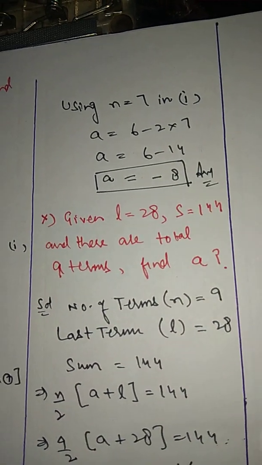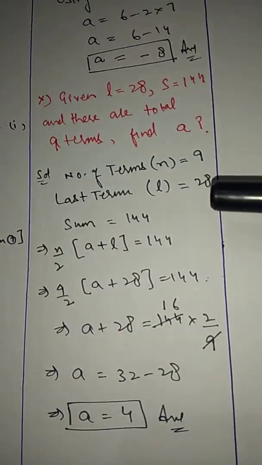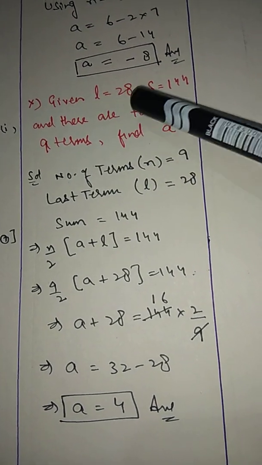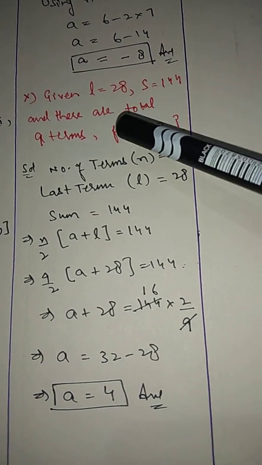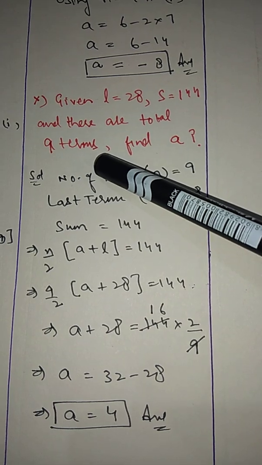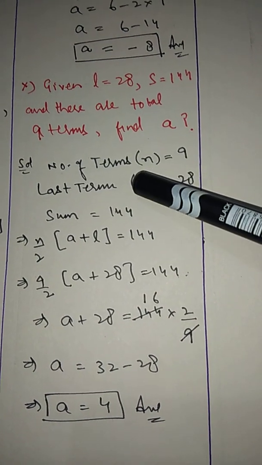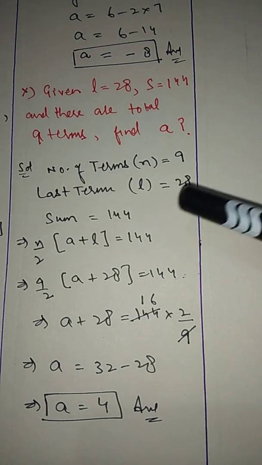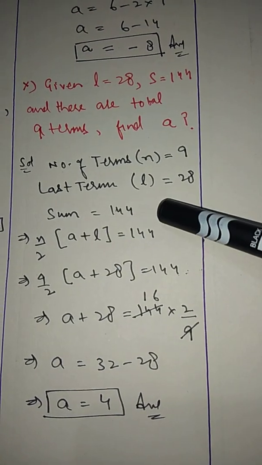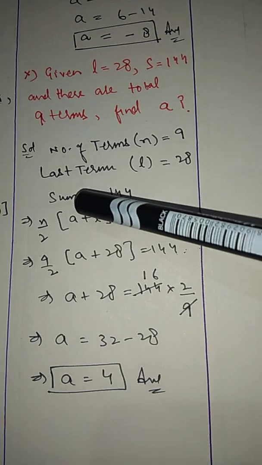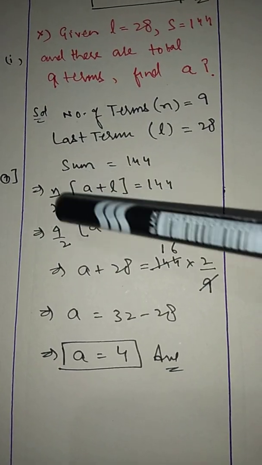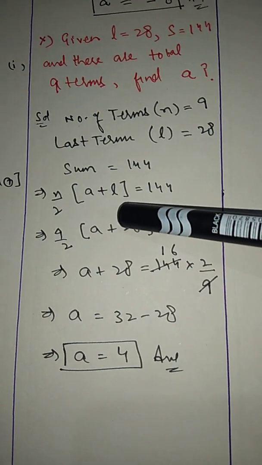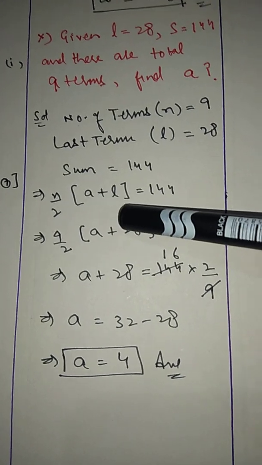So after part number 8, we are moving to the last part where we are given l as 28, S as 144, and there are total 9 terms. We have to find the value of a. So number of terms, total there are 9 terms, that is n is equal to 9. Last term l is equal to 28, sum is equal to 144. So you know that the formula of sum is also n upon 2 into a plus l, which we have given you in video number 1.